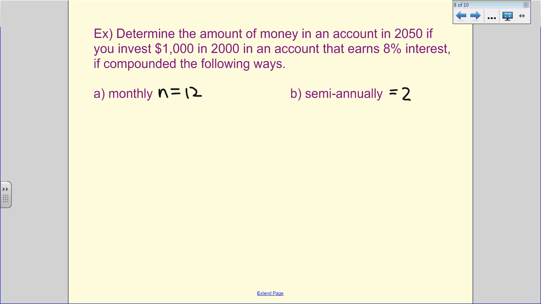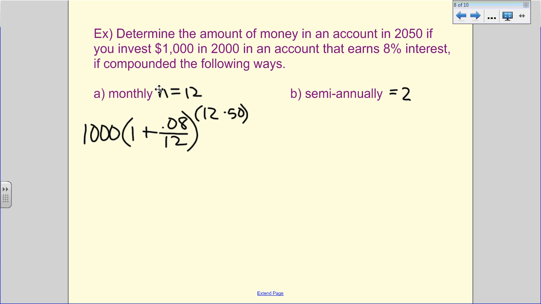And for semi-annually, what's our end value going to be? 2. And so we're going to have 1,000 times 1 plus 0.08. Remember, ladies and gentlemen, simply because you see a decimal doesn't mean that it's in decimal form. You have to divide it by 100. So 0.08 divided by 12, because that's for our compounding formula. And then my exponent is going to be 12 times, how many years am I investing the money? 50.